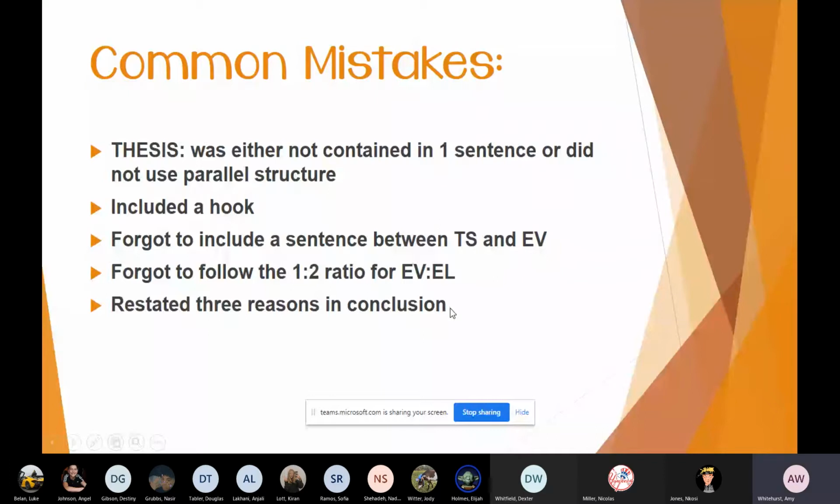The last mistake that I noticed in a lot of your essays was that we continued to restate the 3 reasons in the conclusion. Remember, if we've already restated our 3 reasons in our thesis statement, and we've already talked about the 3 reasons in detail throughout the paragraphs, then it can feel redundant or unnecessary to, again, restate those 3 reasons in the conclusion, especially if you restate them and that's the only way you end your conclusion, right?